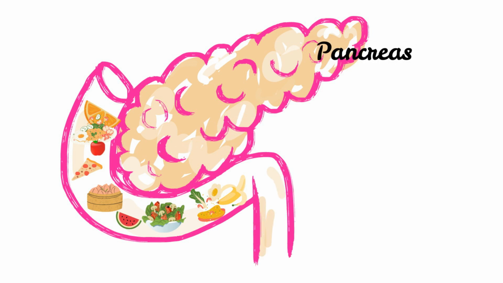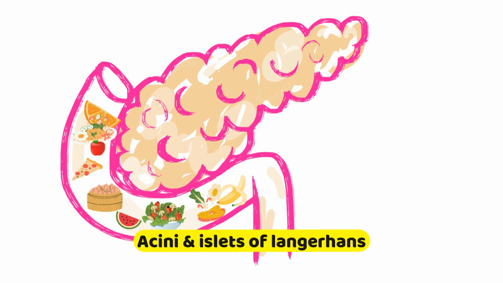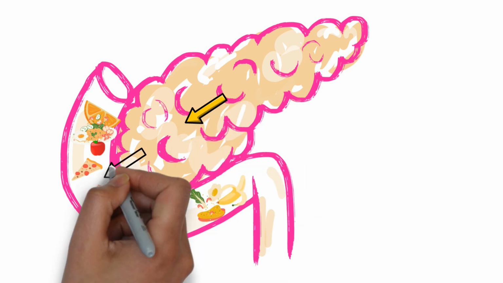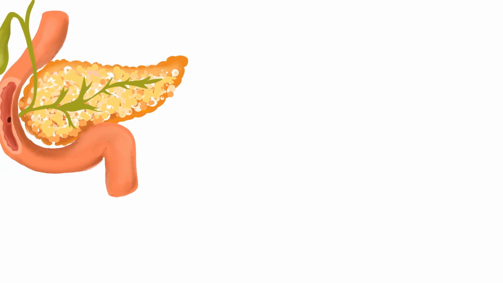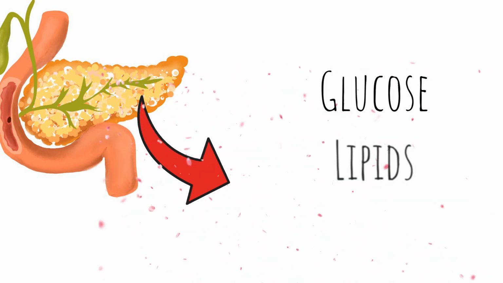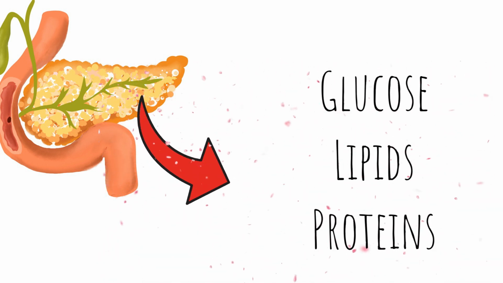First of all, we have to know about the organ that plays a pivotal role in this disease process. This is your pancreas. There are two major types of tissue in the pancreas, the acini and the islets of Langerhans. The acini will secrete digestive juices into the duodenum, which will help you to digest the food that you eat. The islets of Langerhans secrete insulin and glucagon directly into the blood and are crucial for the normal regulation of glucose, lipid, and protein metabolism.